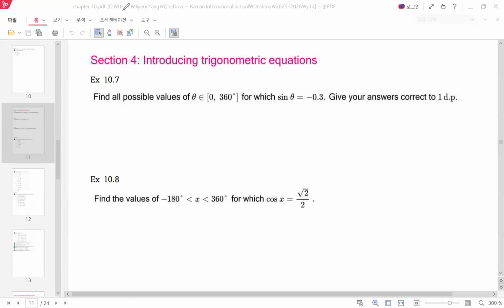Hello students, as I told you, I am making a video for section 4 and section 5 of chapter 10, trigonometry. Actually, we've solved this type of question before, but let's go through all those questions together quickly. Find all possible values of theta between 0 and 360 for which sine theta equals negative 0.3.